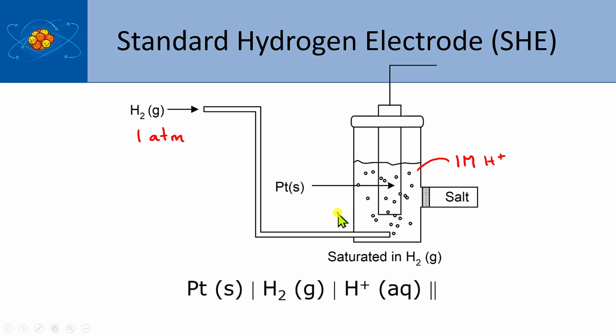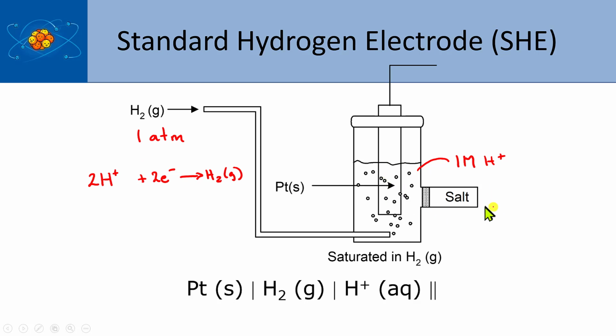And so what's going on in this reaction is you have the reduction half cell that looks like this: 2H+ plus 2 electrons makes H2, which you could do as hydronium if you wanted to as well. And this is going to be the gas. So that's the standard reduction reaction for this particular half cell. And we define that as 0 volts.